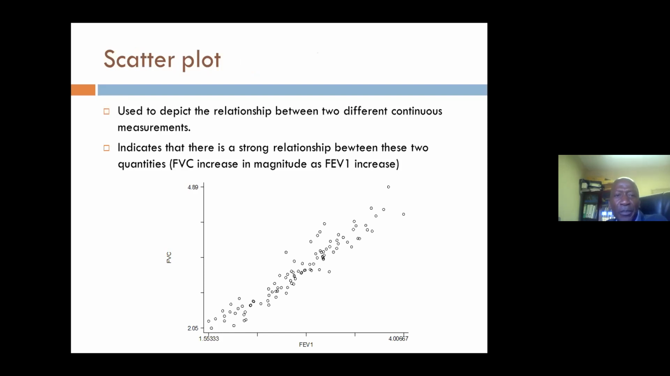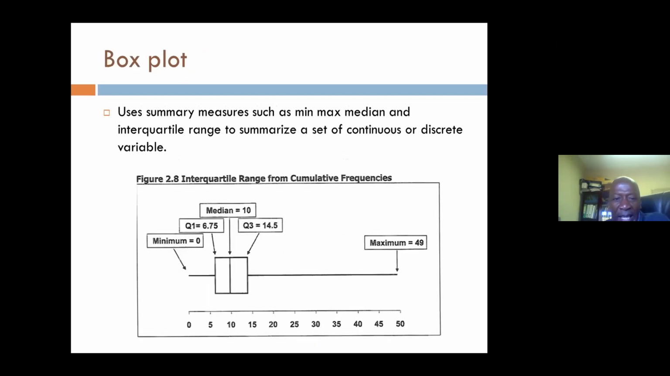So there are various graphs that you can use. That's a scatter plot. A scatter plot is for continuous data. It indicates that there's a strong relationship between these two quantities, FVC increasing in magnitude with forced expiratory volume, FEV. If you draw a scatter plot, it gives you the general relationship between these two continuous variables. You can see that there is a general increase in FVC with FEV. So a picture helps you get to grips with the way your variables are characterized.